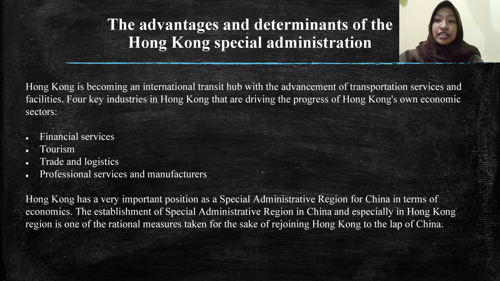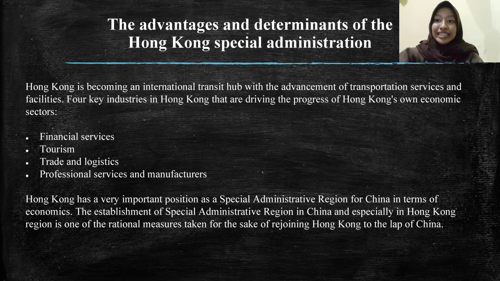Hong Kong is becoming an international transit hub with the advancement of transportation service and facilities provided by Hong Kong as a supporting tool that greatly helps trade between Hong Kong and other countries. Hong Kong port is one of the main ports in the world and has the ability to handle cargo as much as 20 million TEU, or twenty-foot equivalent units. Hong Kong port also has a shipyard capable of handling ships with a capacity of up to 46 tons.